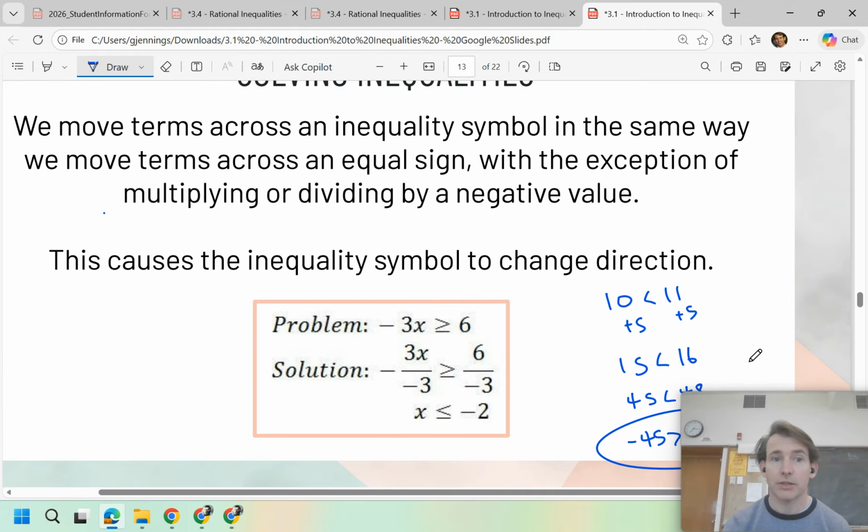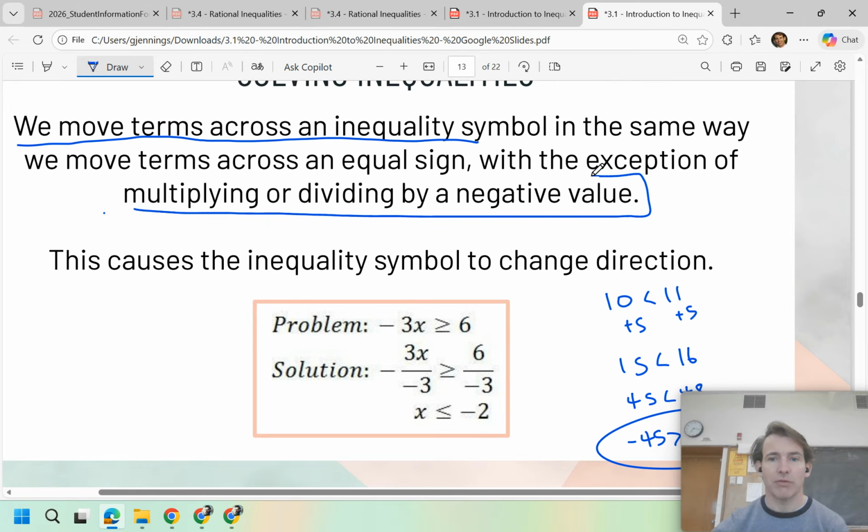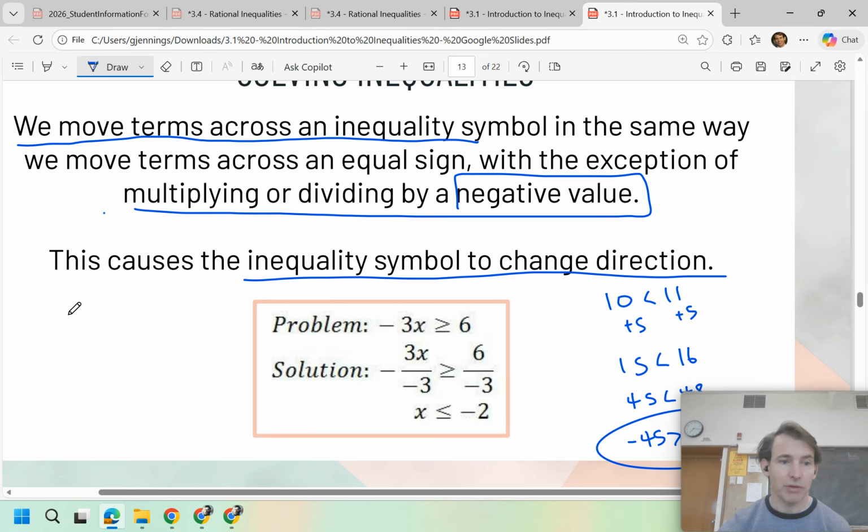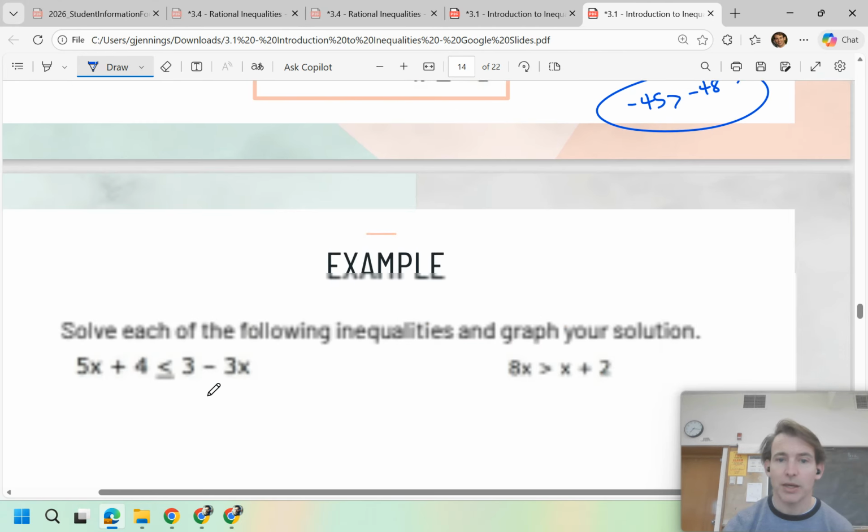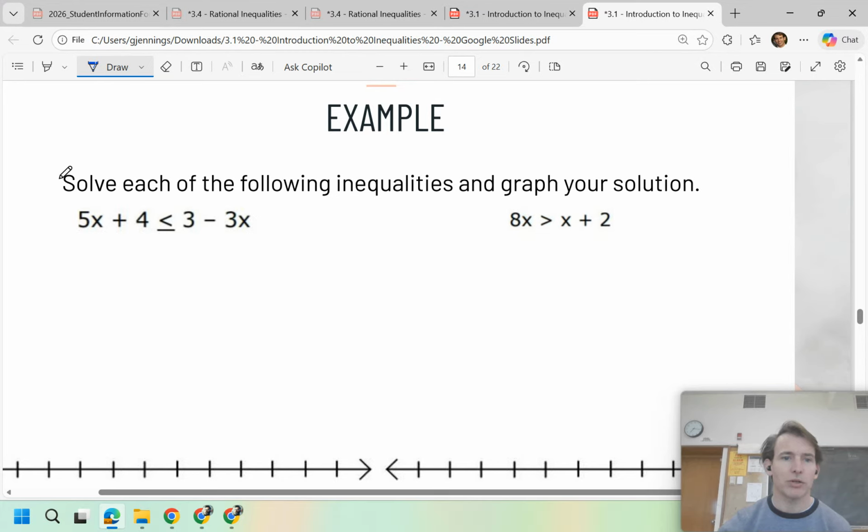Okay, so otherwise you're moving terms across in exactly the same way. The only exception is multiplying or dividing by a negative value. At that time, the inequality symbol has to change directions. Okay, if you have like 5 is less than 10, well, negative 5 is actually greater than negative 10, and this still tells the truth. Okay, so we're going to see where that shows up.